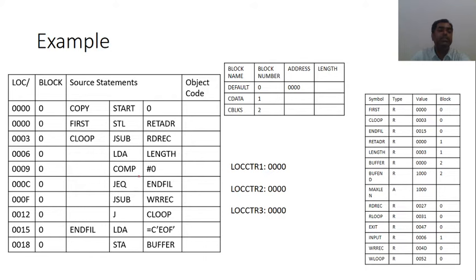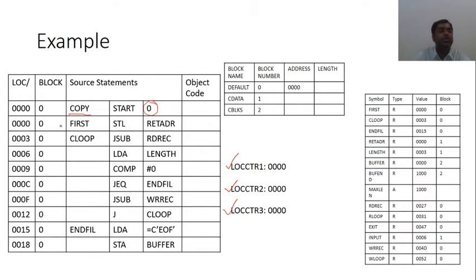Actually, this program is divided into blocks. You can see the name of the program is COPY and the starting address of the program is 0. So location counter 1 corresponds to the default block, location counter 2 to the CDATA block and location counter 3 to the CBLKS block, each assigned the 0 address. Now, there is no USE instruction, you can see here. So this instruction will be in the default block, this also, this one and this one, until I get a USE instruction.